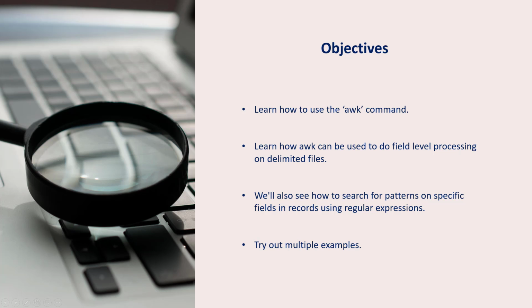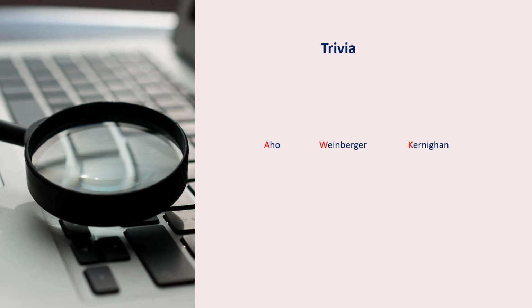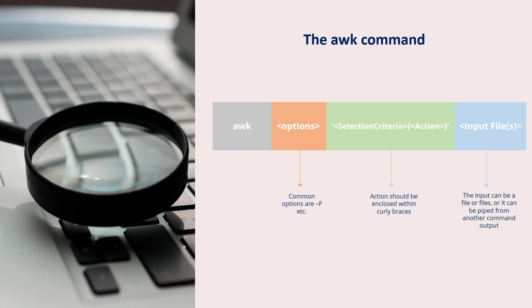An interesting trivia on awk for you. The name awk is derived from the last names of the creators of awk, Aho, Weinberger, and Kernighan. Take the first letters of their last names and you get AWK, awk. Enough trivia. Let's look at the format of the awk command first.